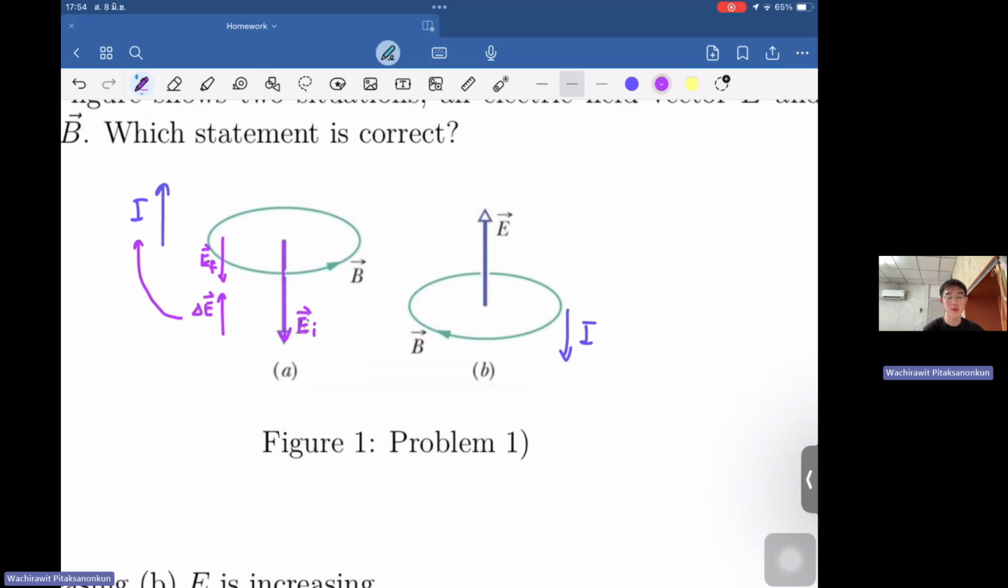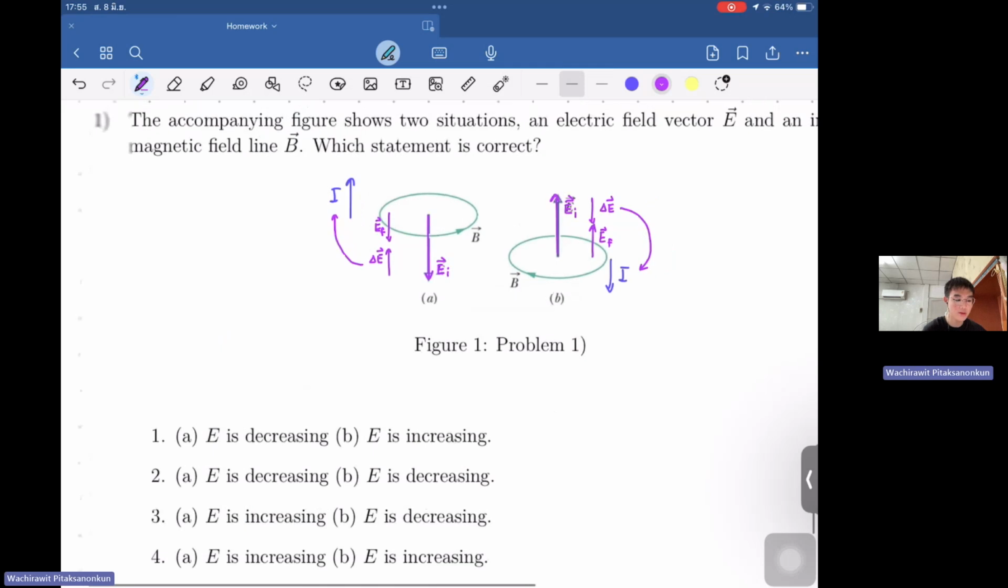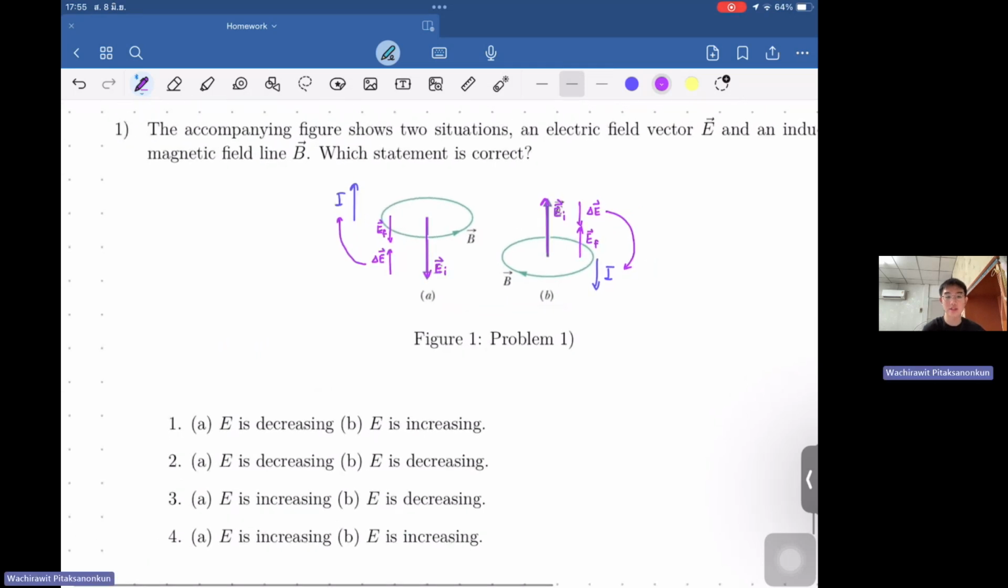And yeah, it also applies to figure B. If the initial one is like this, so the final will be like this, and then delta E will be downward, and it makes the current downward too. So yeah, the answer is the second choice. Both A and B have a decreasing electric field.